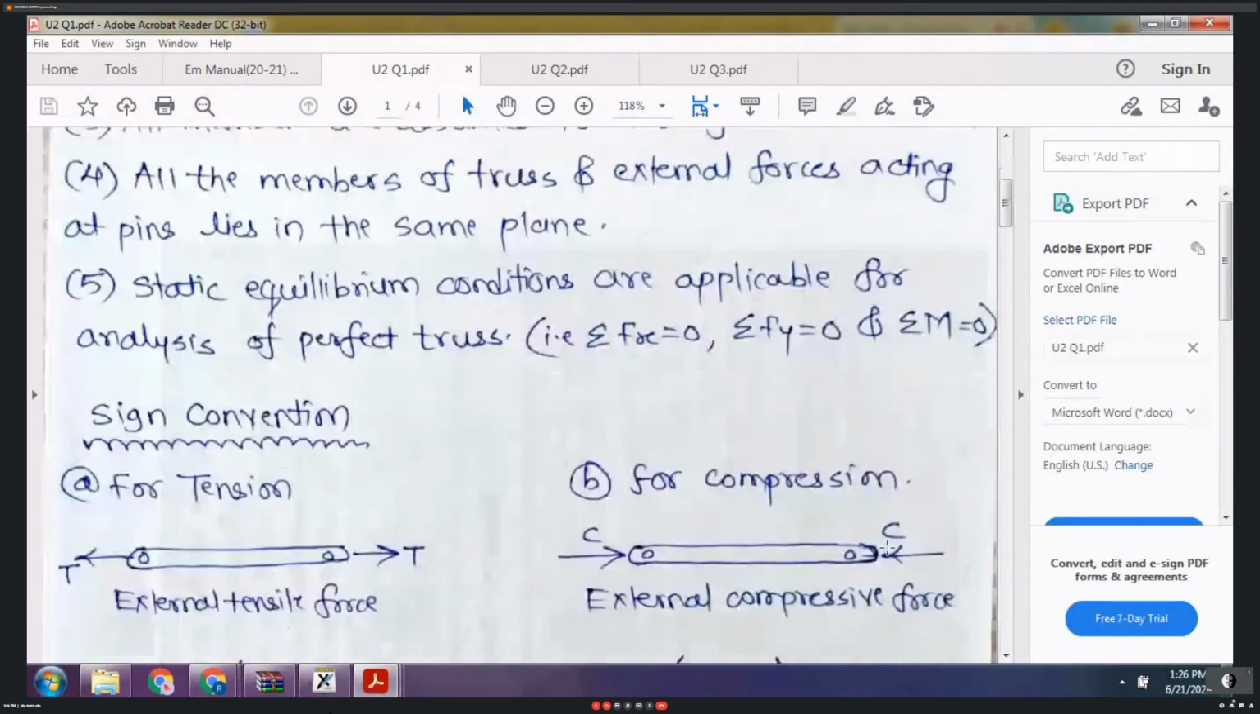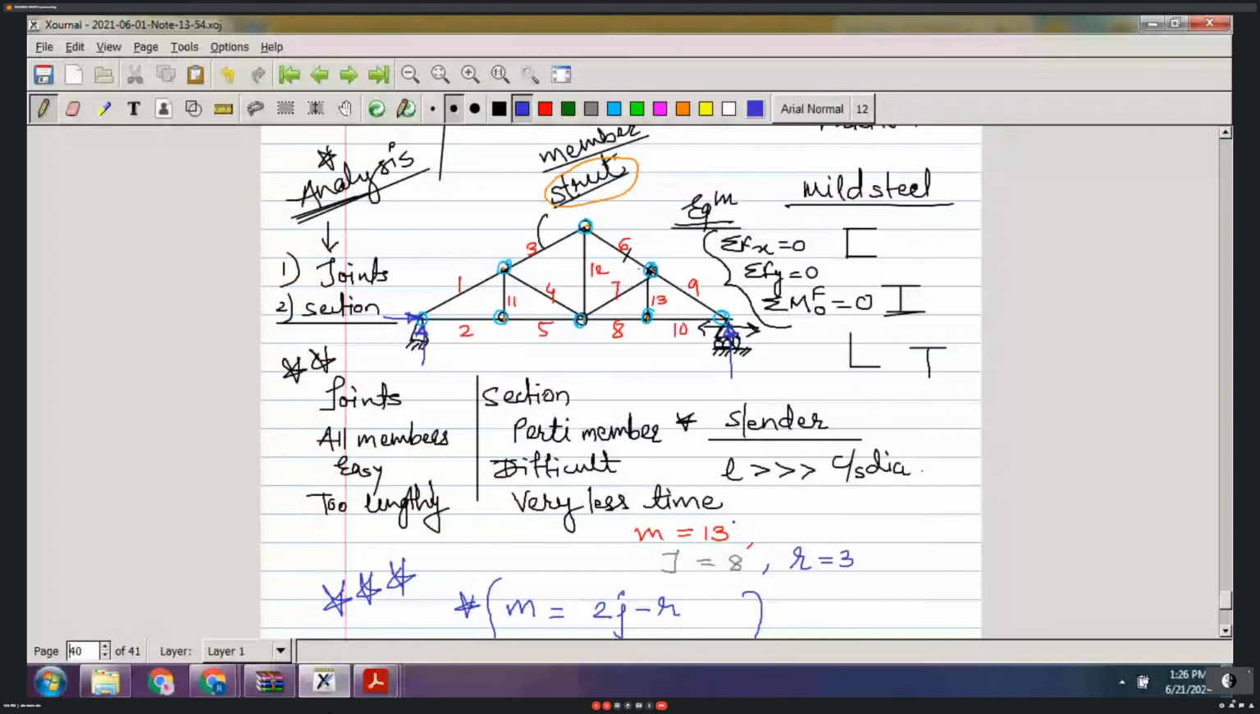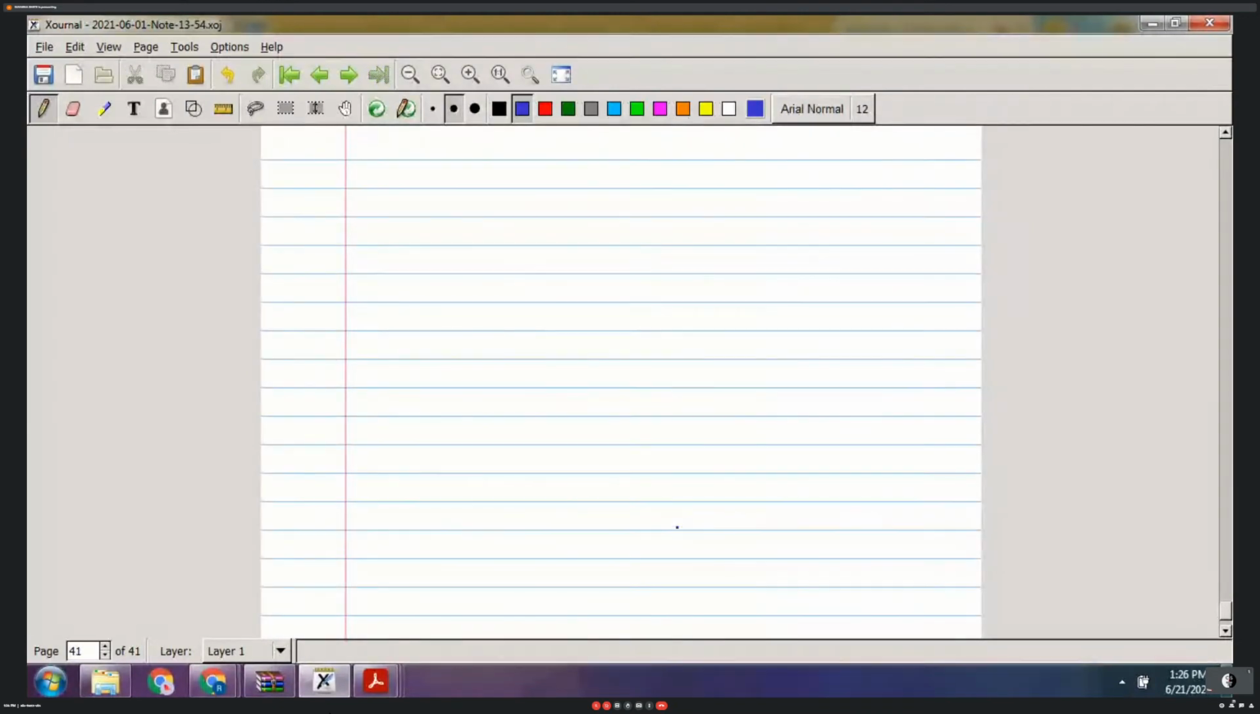Now this sign convention is very important. I will come back to the journal. Now, listen very carefully with full attention. I will not repeat this again. And this is a very, very important concept for the entire truss as well as the entire unit number 2.